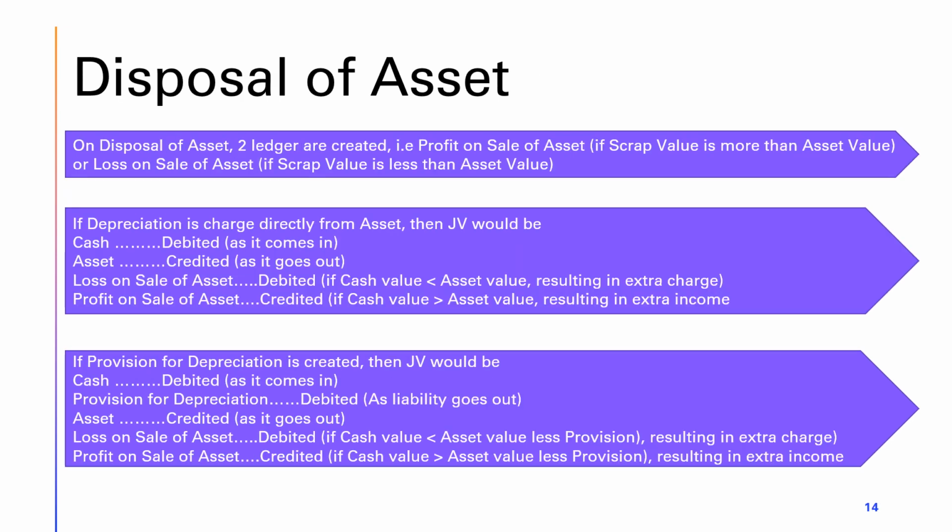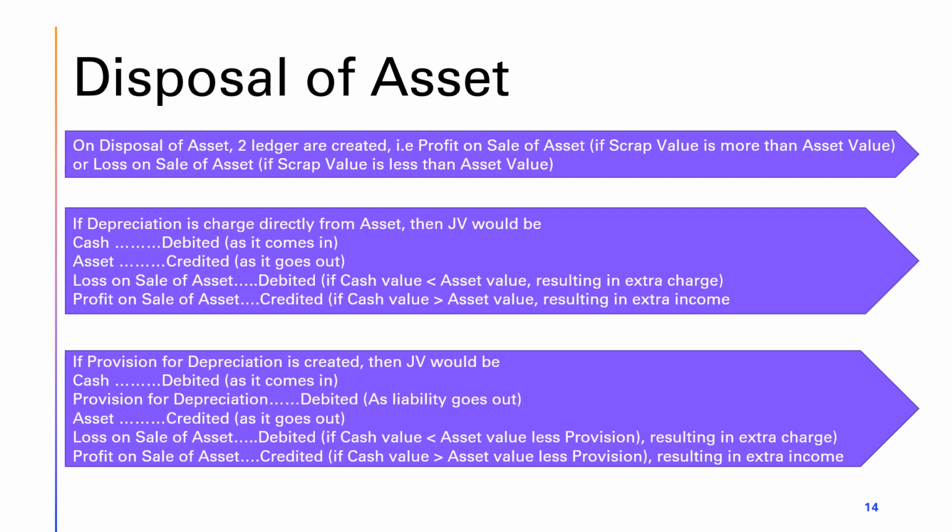When we dispose of the asset, two new nominal accounts will be opened, which would be profit on sale of asset, if the cash receipt from the asset sale is more than the value of the asset. And on the other side, loss on sale of asset, if the cash receipt from the asset sale is less than the value of the asset. Now how will you pass the entry?